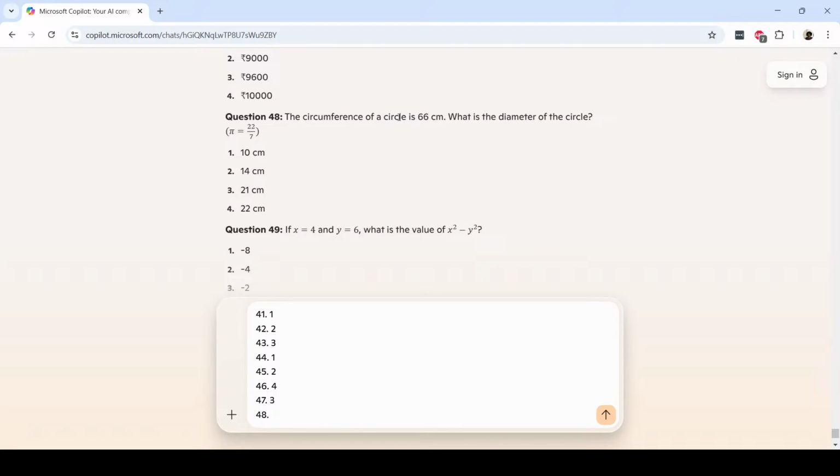The circumference of a circle is 66 centimeters. What is the diameter of the circle? So diameter is 2r and circumference is 2 pi r, right? So if 2 pi r is 66, we just need to divide by pi, which in return becomes 21. So 3.